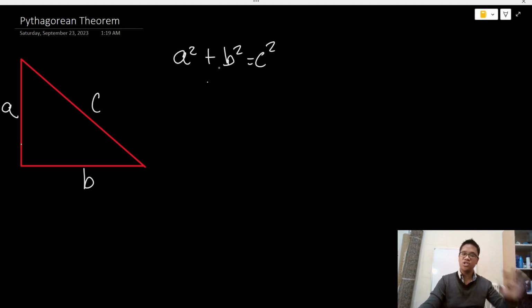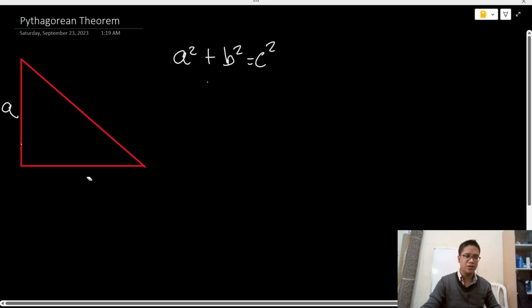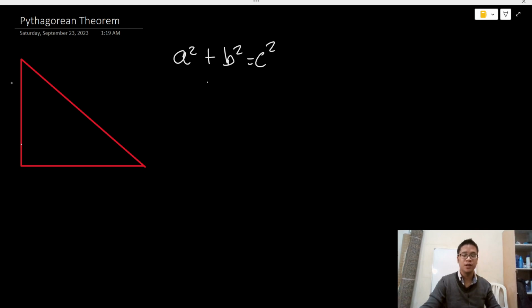We can use different letters here, by the way. Commonly, A, B, and C are used here, but there are some other letters that are actually useful. Like, for example, this is your Y, this is your X, and this is your Z. So that means you will have X squared plus Y squared is equal to Z squared.